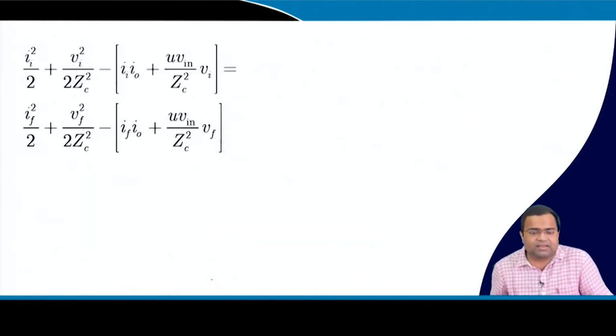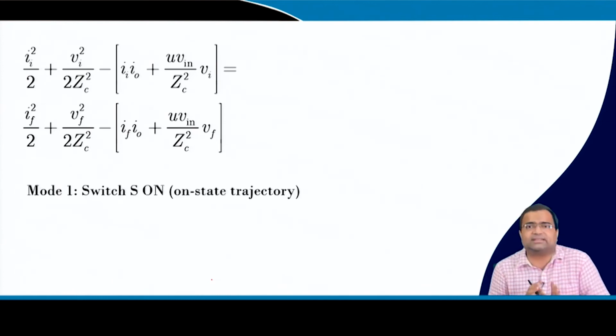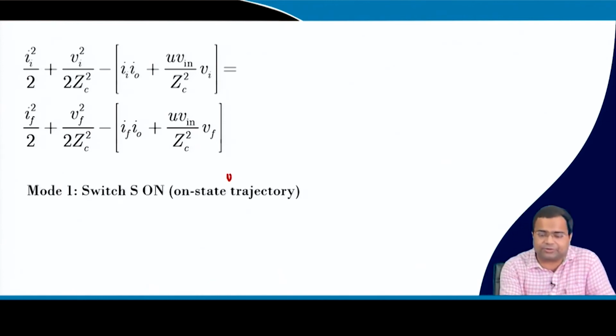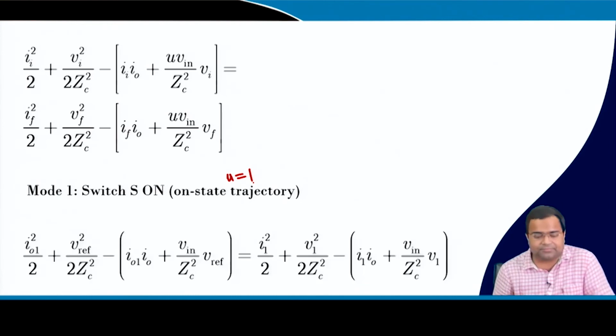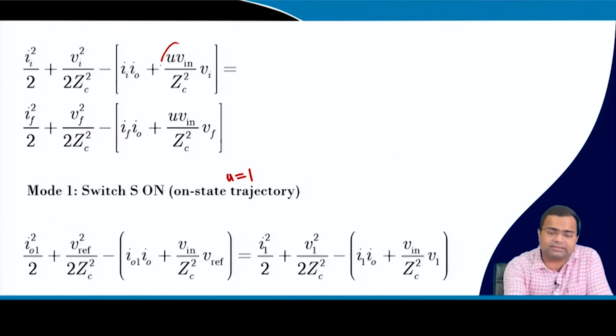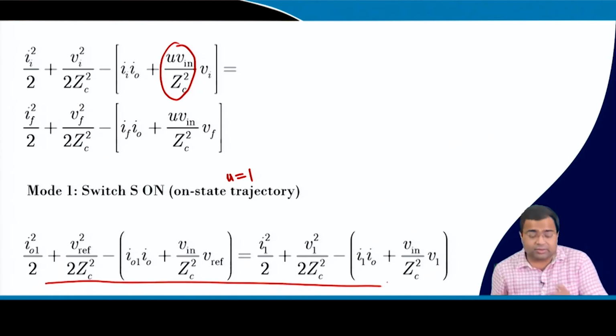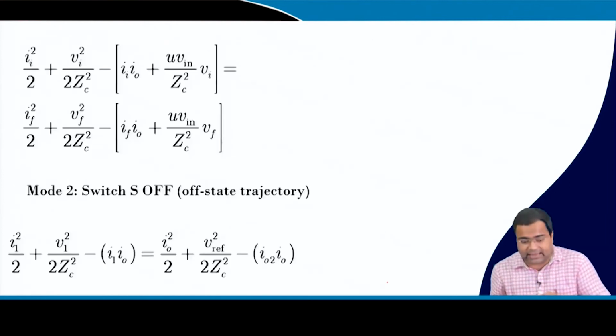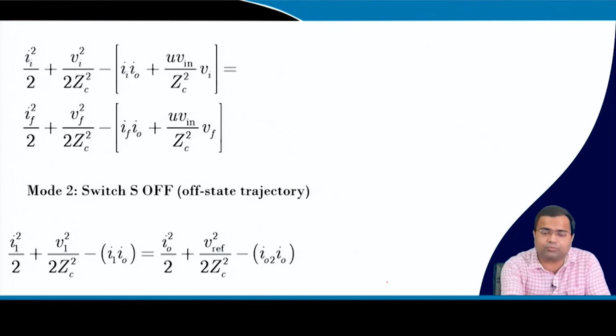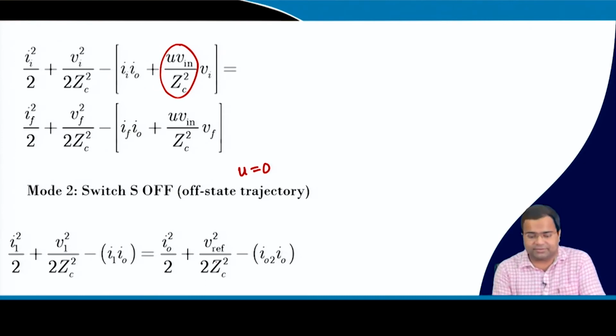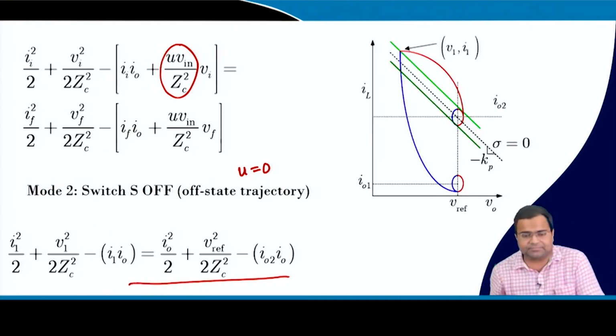Okay. Now, for on state trajectory, we have to substitute u equal to 1, right, and if you do that, this u equal to 1 this term. So, you can rewrite this equation, right. So, this equation we have already derived from the integration. Next, if we rewrite the equation for off state, we need to put simply u equal to 0. So, that means this term will vanish and the input voltage is not there. So, you will get the off state trajectory.